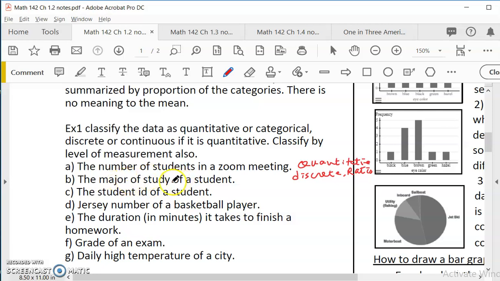B, the major of study of a student. So major would be, are you in business major or pre-nursing or English or whatever? So that is categorical, right? If it's categorical, we don't have to classify whether it's discrete or continuous, but we want to know the level. Can we order them? No, there's no order, right? So no ordering, so it's nominal.